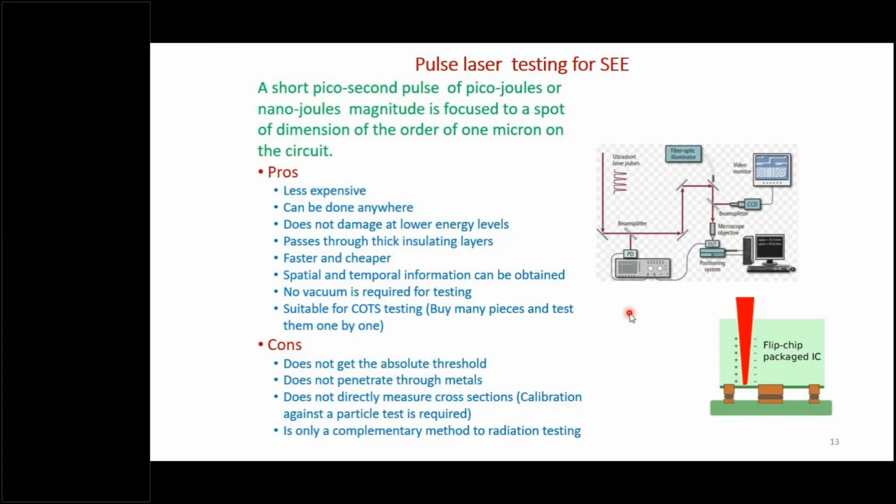But because this has such a small dimension of 1 micron, you could actually map exactly where the sensitive parts of the circuit are and where these effects are happening. You can also synchronize the clock of your detector with the laser and make sure that you know when it has happened. So temporal information can also be obtained.